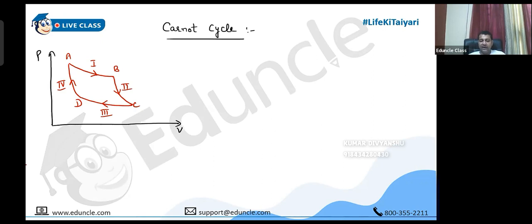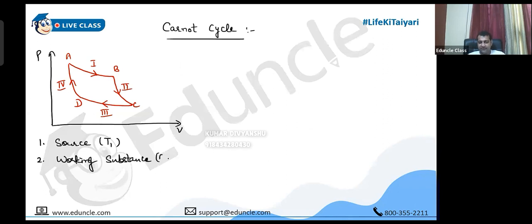Now, first of all, in Carnot cycle, three things are required. What are those three things? A source is required, which is at a temperature T1. Then a working substance is required, and generally this working substance is a gas, which can undergo expansion and compression. And then sink, which is at a lower temperature, and in general, T2 is less than T1. Sink is at a lower temperature than the source. Okay, you know about this one?